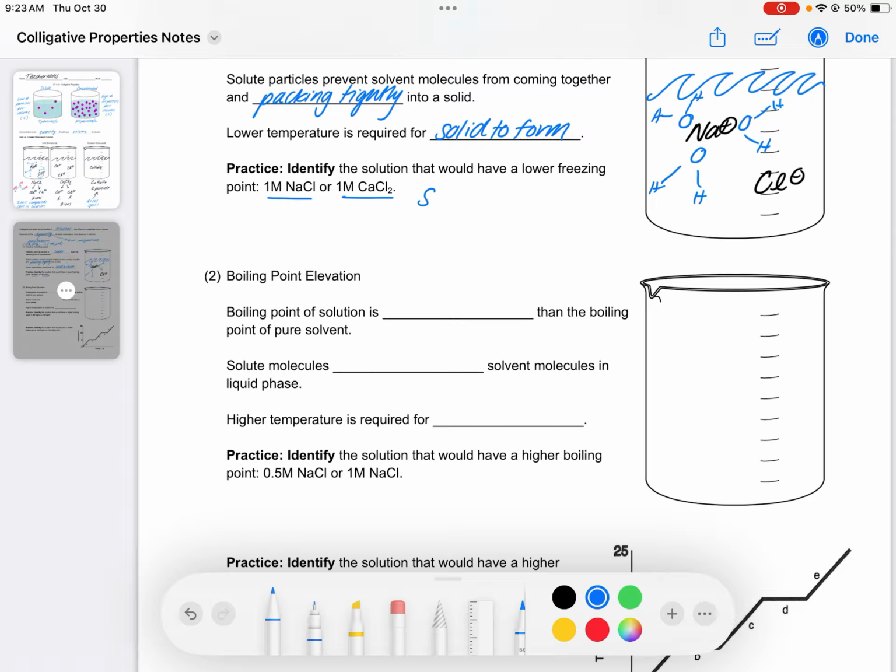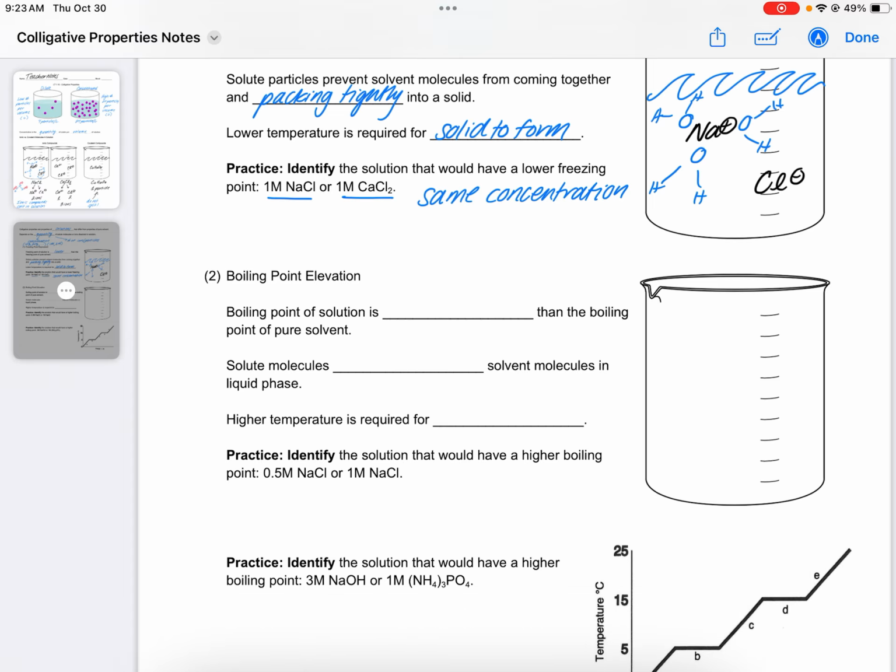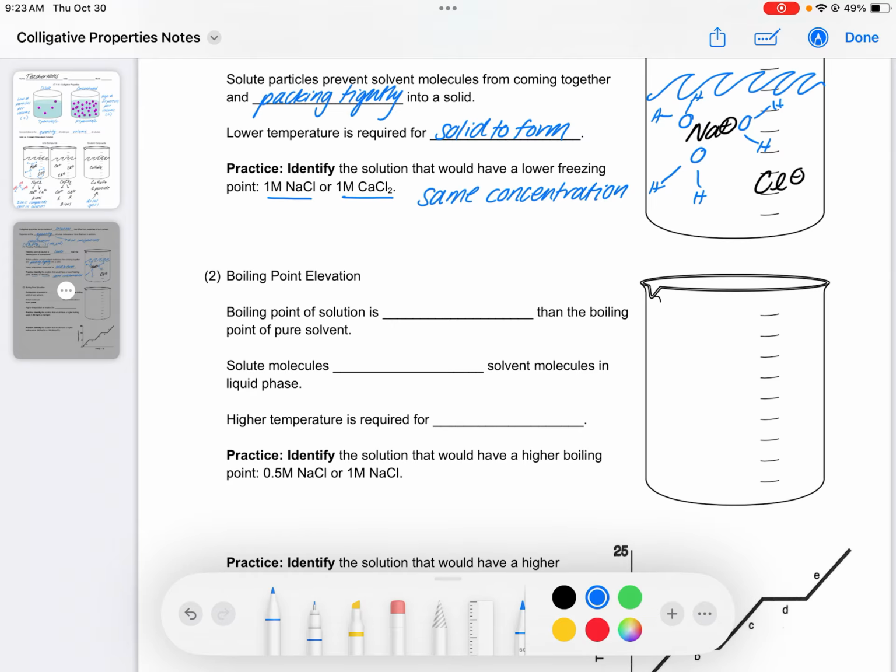In this case, these two solutions have the same concentration. So all we have to consider is the number of particles that we see. The one with more is going to have a lower freezing point. So more particles of solute equals lower freezing point.